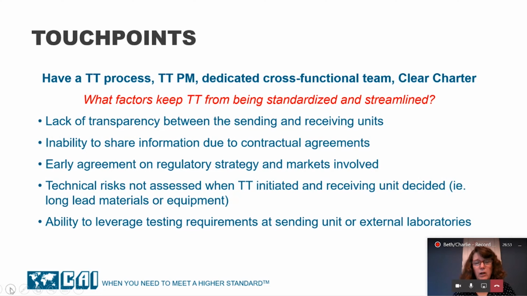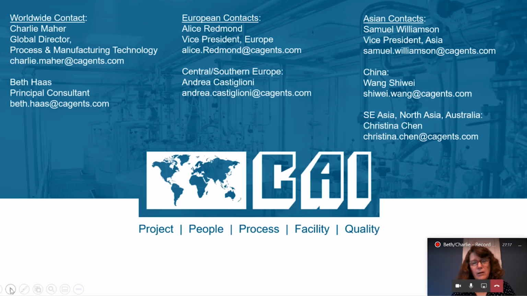And finally, having the ability to leverage your testing requirements at the sending unit or external labs and being able to synergize between all of the units can allow your tech transfer to become streamlined, should the contractual agreements be established so you can do so. So I hope that you've learned a little bit today about technology transfer and what you can do from a best practice standpoint to help you perform them in your organization.